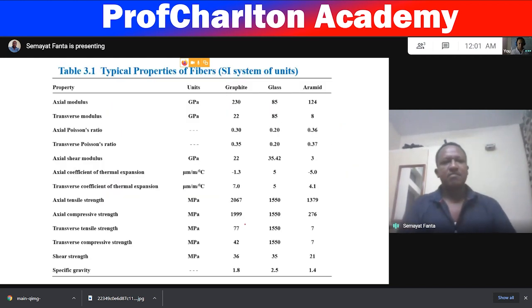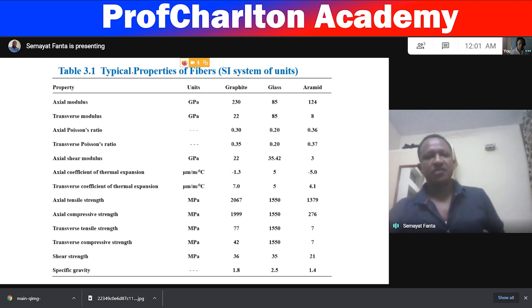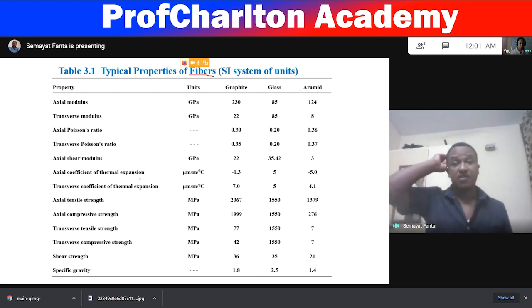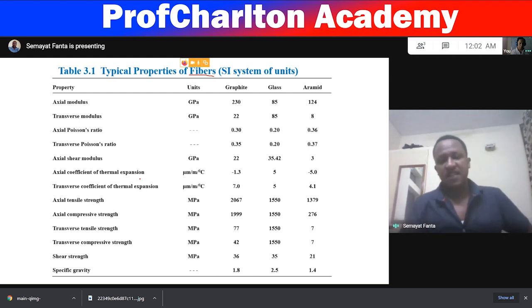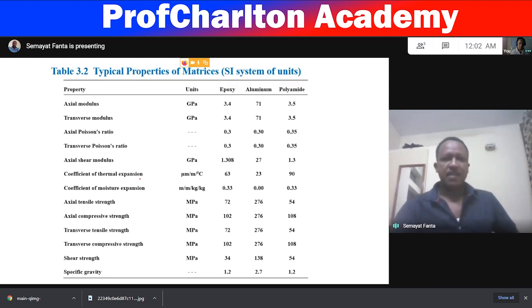This is some material property for some typical fibers: graphite fiber, glass fiber, aramid fiber. This is the fiber in the SI unit, material property for fiber. Okay, these are some three fibers. We can use these values further in some calculations. That's why I placed it. Okay. These are the matrix properties.